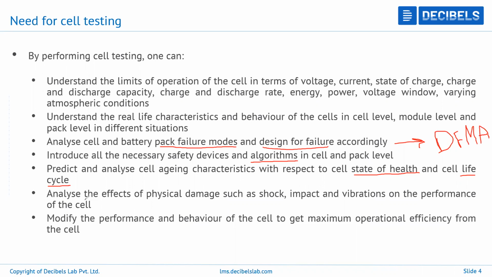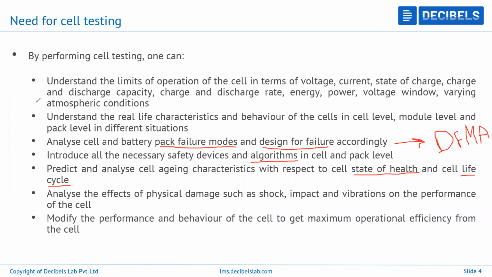And then we can also analyze the effects of physical damage, such as shocks, impacts, vibrations, cracking, rupturing, things like these, and how exactly the cell would behave in these situations, right? So let's say a cell is cracked open and a certain amount of the material inside has leaked out, would it still be a hazard to the environment, or would it still be relatively safe? So all this can be understood.